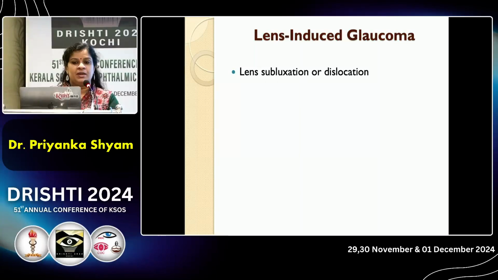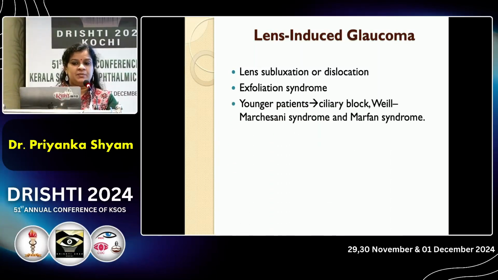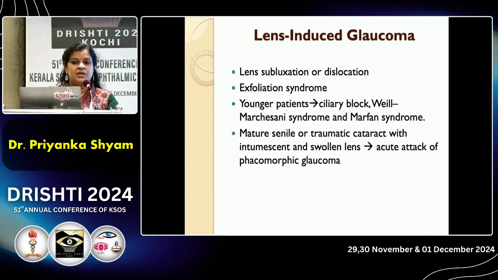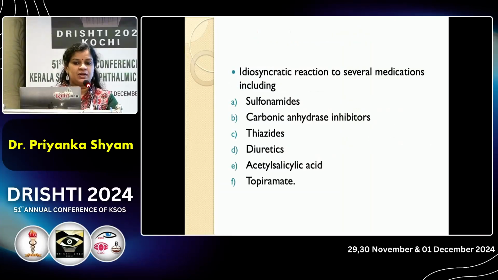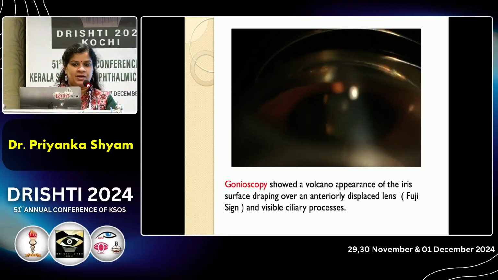Lens-induced glaucoma can be due to lens subluxation or dislocation, exfoliation syndrome, and in younger patients it can be due to ciliary block, Weill-Marchesani syndrome and Marfan syndrome. Mature senile or traumatic cataract with an intumescent or swollen lens causes an acute attack of phacomorphic glaucoma. Idiosyncratic reaction to several medications can also cause lens-induced glaucoma.